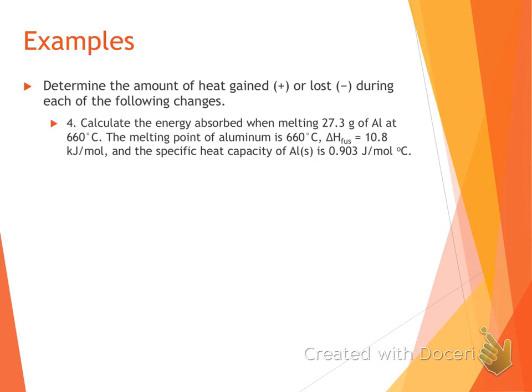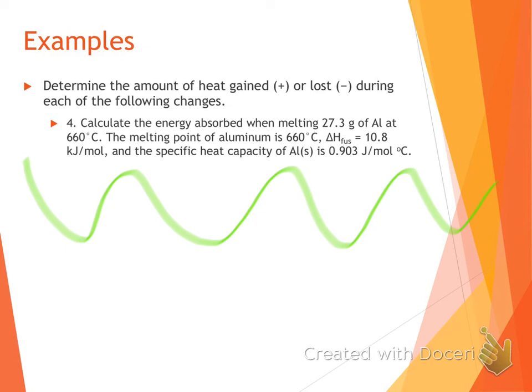Number 4 is another example similar to what we've seen. Take a moment, try that out on your own. This time we're melting aluminum at 660 degrees Celsius, given that heat of fusion and specific heat capacity again. Resume the video when you're ready to check your work.